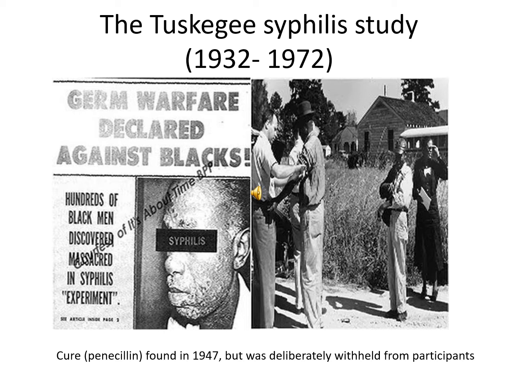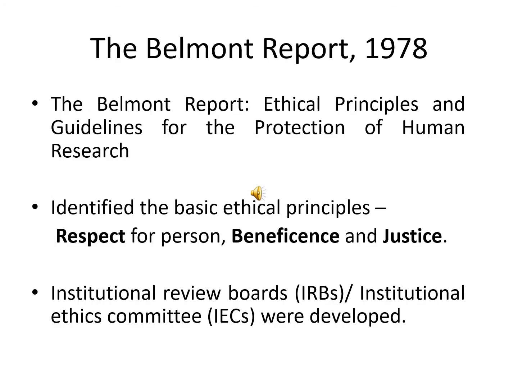In order to track the disease's full progression, researchers provided no effective treatment as the men died, went blind or insane, or experienced other severe health-related problems due to untreated syphilis. The experiment formed the basis of the Belmont Report, which was published in 1978 as the ethical principles and guidelines for the protection of human research subjects.